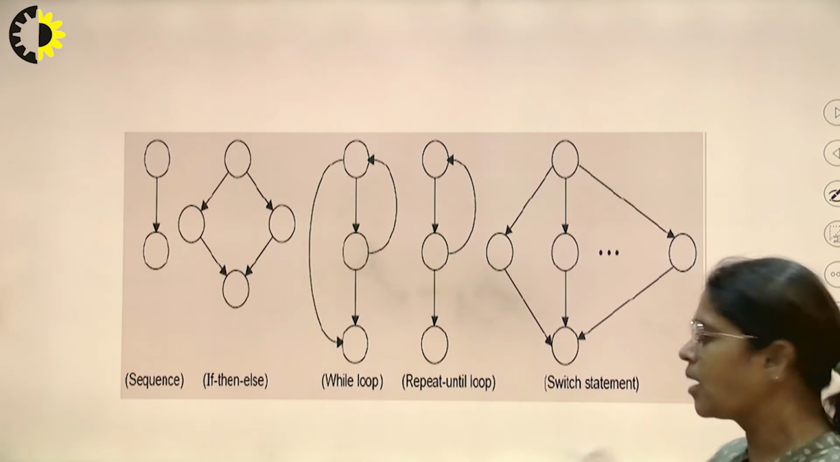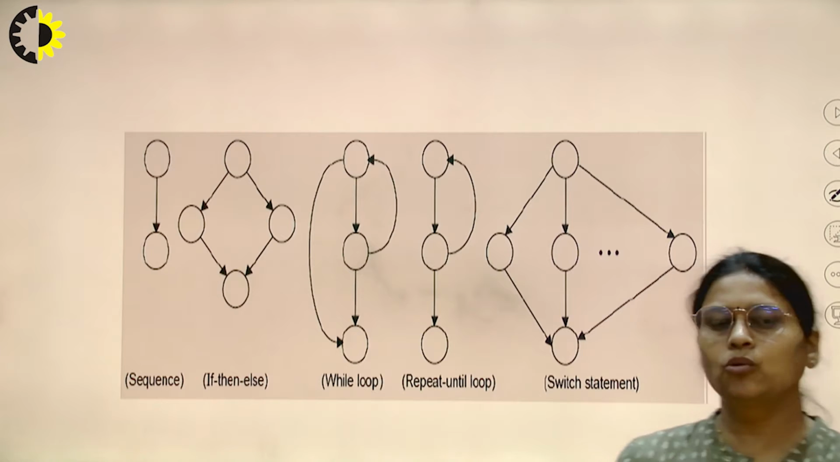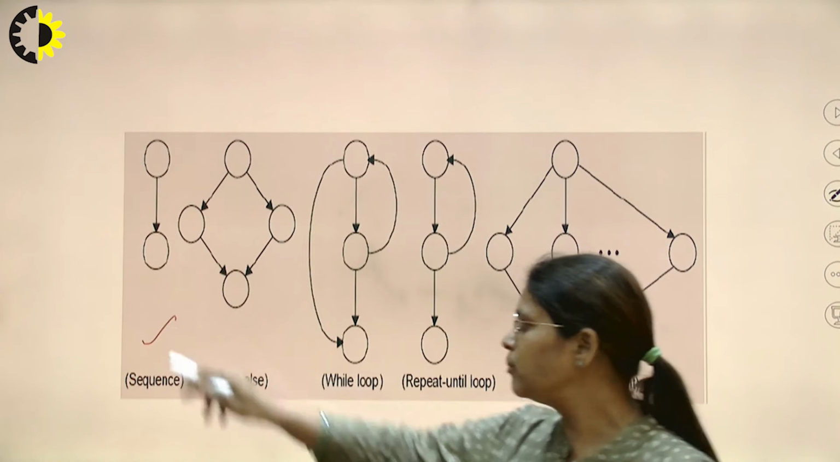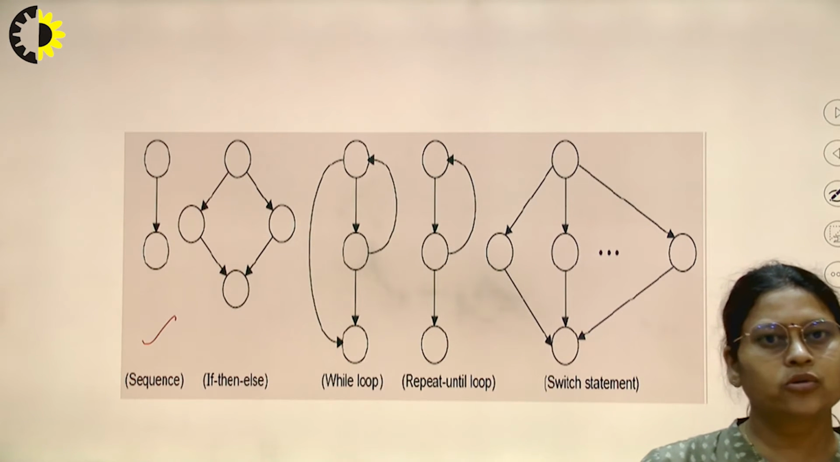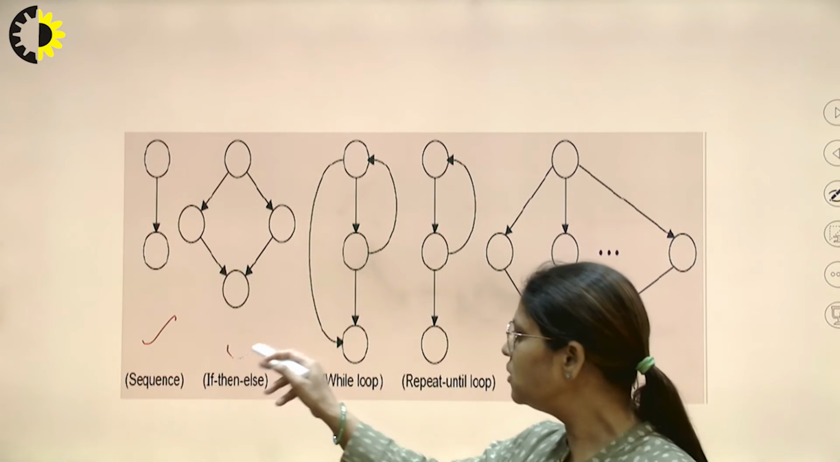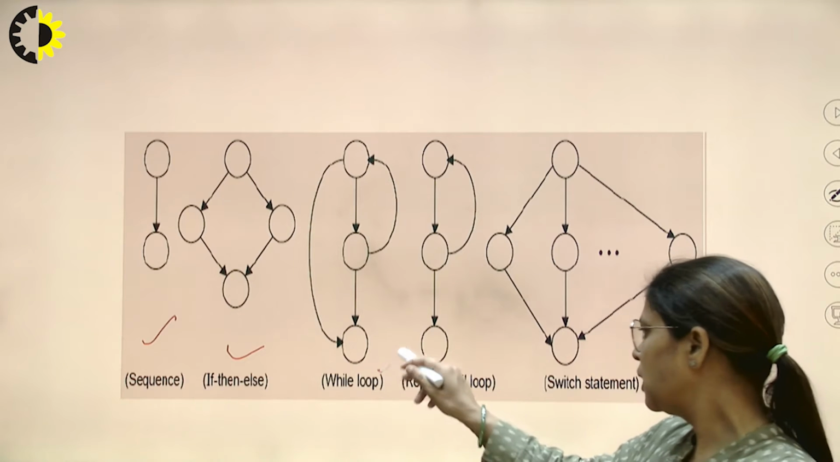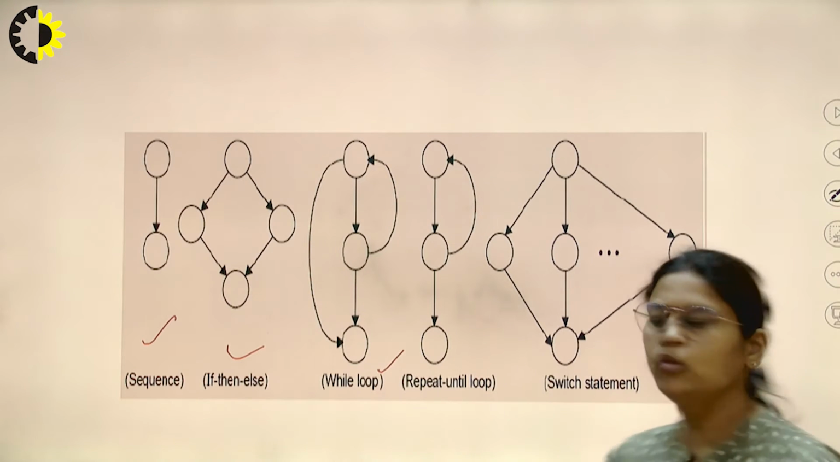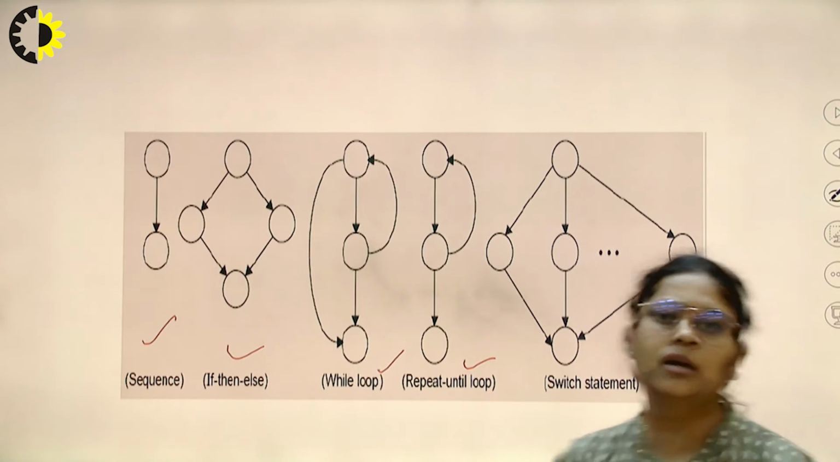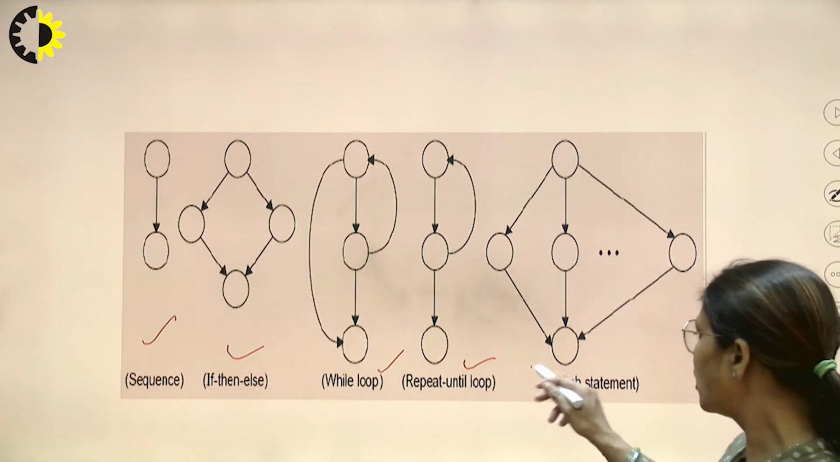These are some examples of control flow graphs. If we have a sequence of statements, we convert it into a CFG like this. If we have a condition like if-then-else, we convert it into the following form. This is the CFG for a while loop, this is the CFG for a repeat-until loop, and this is for a switch statement.